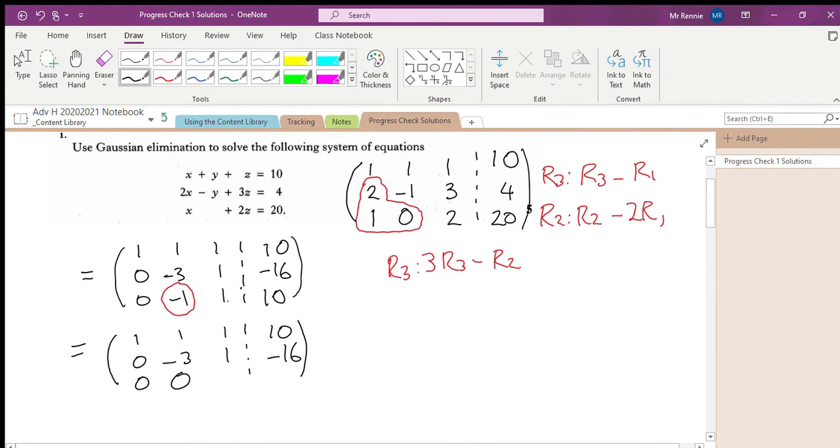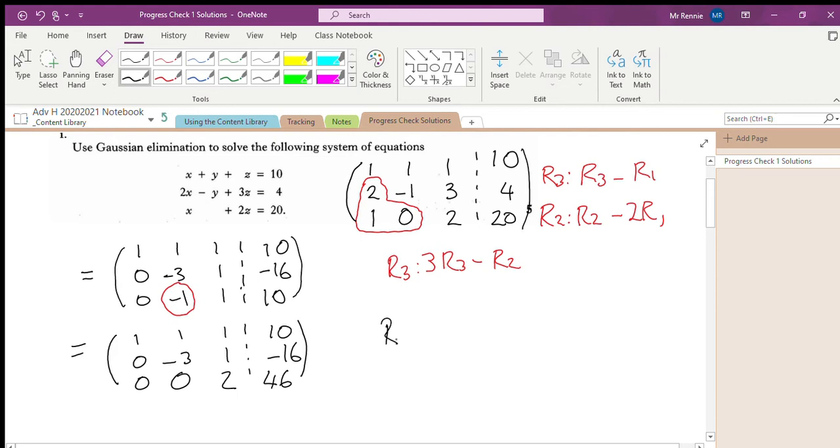3 lots of 1 is 3, take away a 1, that gives me 2, so I got 2 there. 3 lots of 10 is 30, take away negative 16, which is the same as add 16, that gives me 46. Okay, so that is my matrix, and now I'm ready to solve.